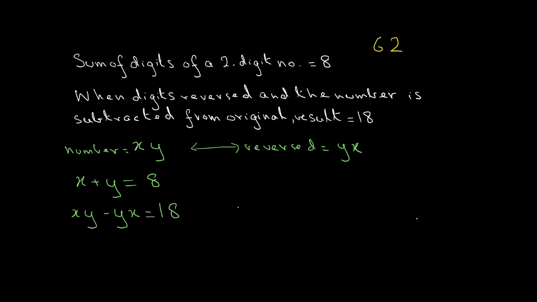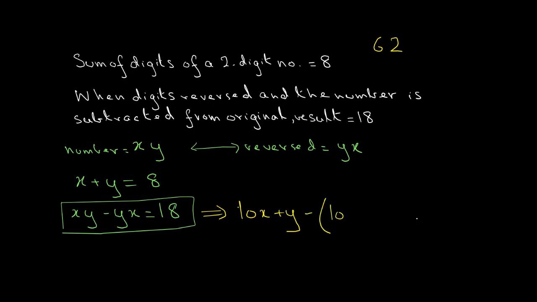But you can see this equation is not very useful as written, because xy does not represent the product of x and y, it actually represents x tens and y ones. So maybe we should write it in terms of x tens and y ones, and this will make life easier. So let's rewrite this. This really means 10 times x plus y. That's the original number, that's xy, right? 62 means 10 sixes and 2 ones, minus yx, which means 10y plus x is equal to 18.